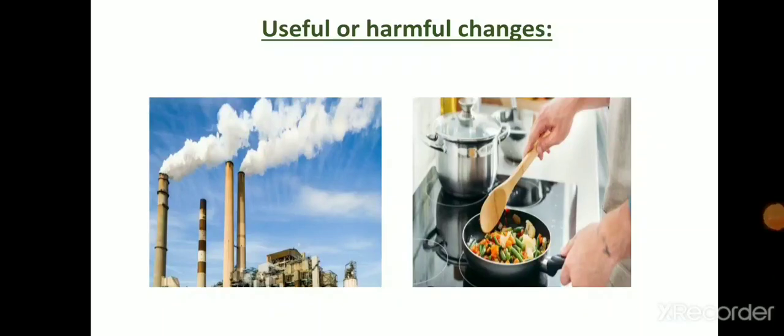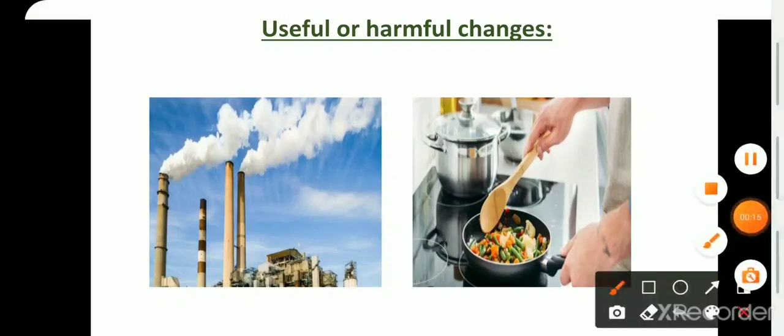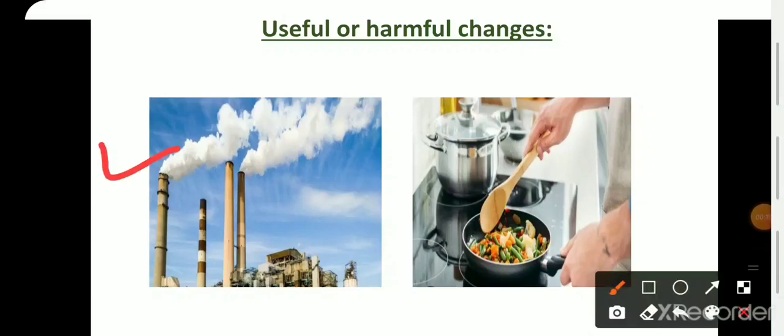Now, again observe the two images which are given to you and classify them as useful or harmful changes. The first picture shows the burning of fossil fuels. So tell me, is it a useful change or a harmful change? Yes, exactly, it is a harmful change. Can you explain to me? Yes, because burning of fossil fuels pollutes our air. It causes pollution, so it is a harmful change.